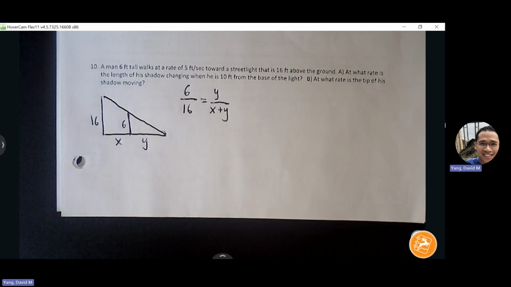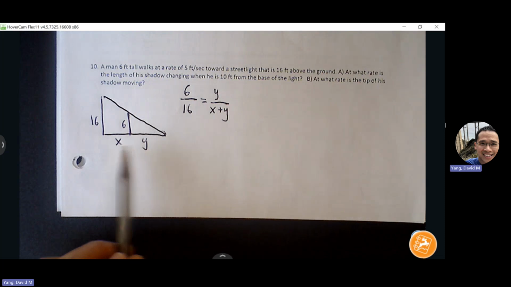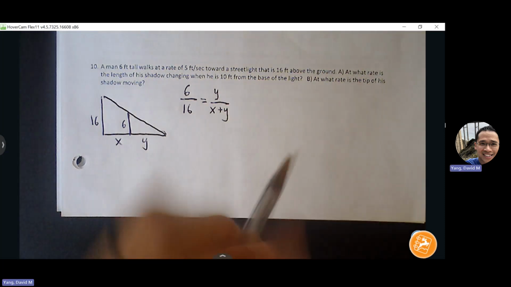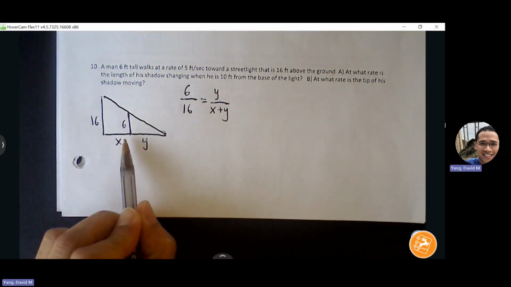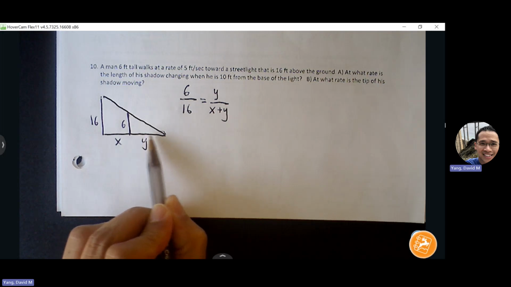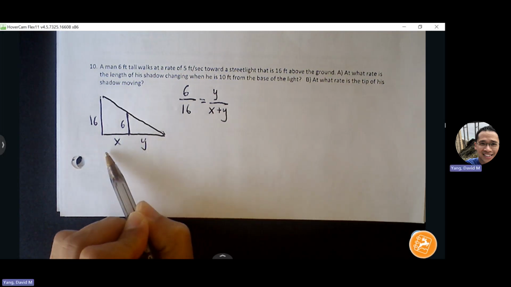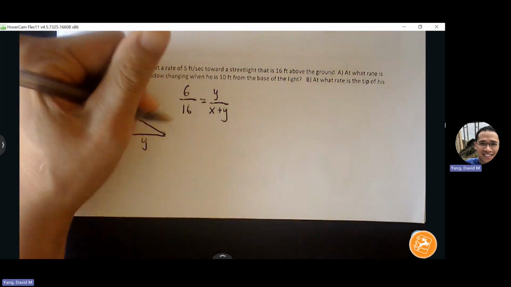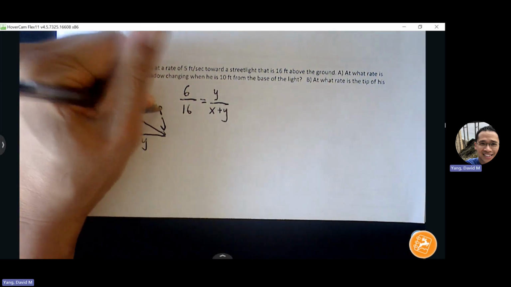I was wondering, why do you divide it into X and Y? Just so that we can have all the pieces that we need, because dx/dt is going to represent how fast the person is walking. dy/dt is going to represent how the length of the shadow is changing. And that way we can do dx/dt plus dy/dt to get the rate of change at the tip of the shadow.